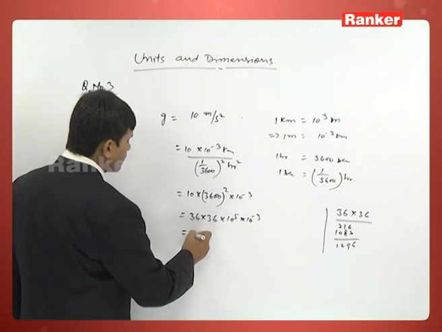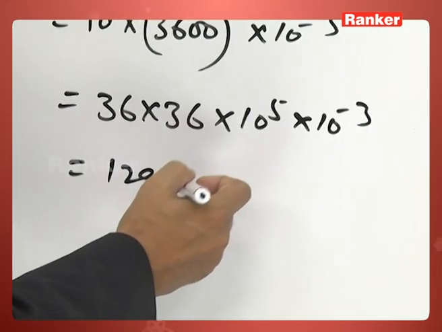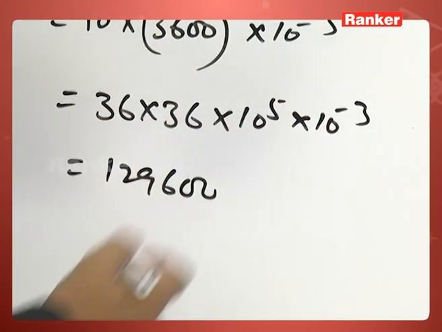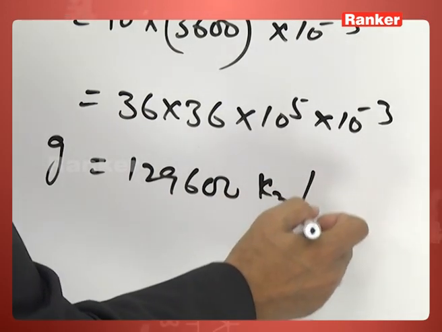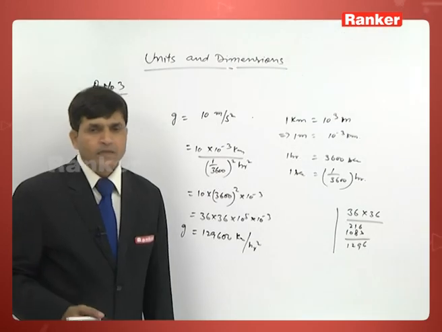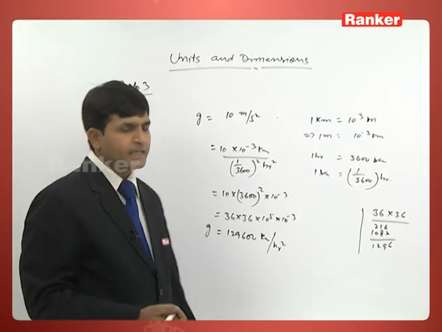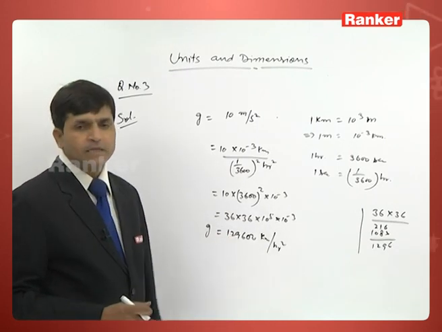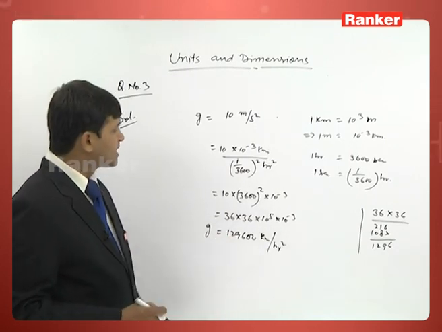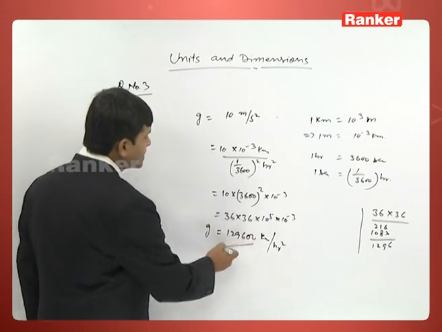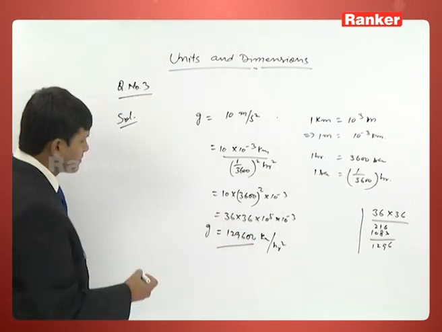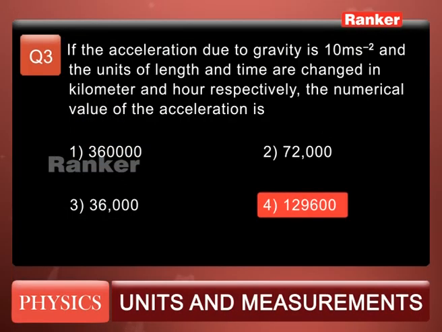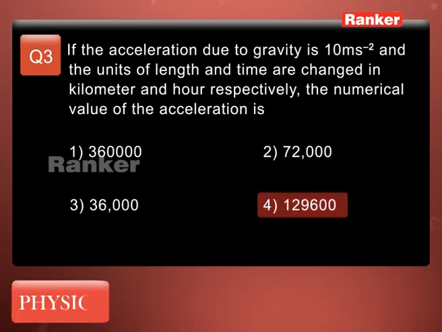So this will be your 1296 into 100. So this is the value of g in kilometer per hour square. This is the final value of g we are getting, 129,600 kilometers per hour square. So this is our answer, and as per the given options, option number 4 is the correct one. So hence we can write the answer: option number 4 is the correct option.